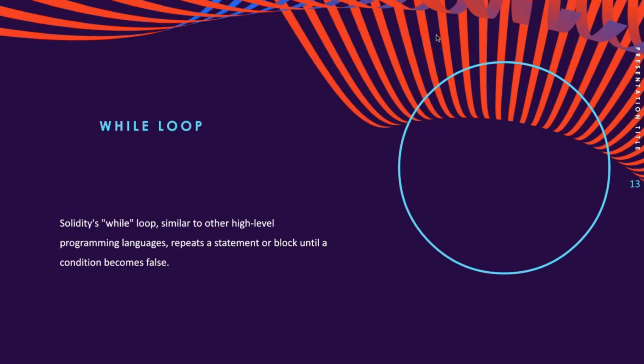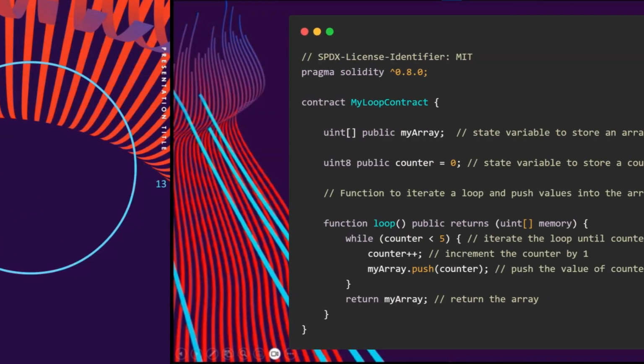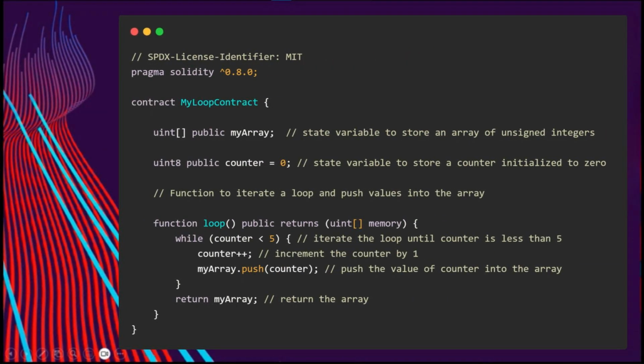Now let's take a look into an example. In this example here, the contract, MyLoop contract, has two state variables, myArray and counter. myArray is an array. We're gonna get into arrays later, but it's an array of unsigned integers, and counter is a counter variable initialized to 0. Function loop is used to iterate a loop and push values into the array.